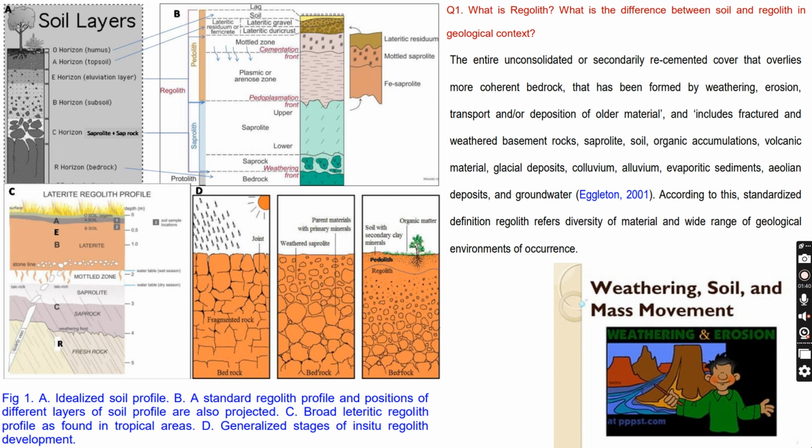So it includes fractured and weathered basement rocks, saprolite, soil, saprolithic rock, those things I'll discuss. Organic accumulation, volcanic material, glacial deposits, colluvium, alluvium, evaporitic sediments, aeolian deposits, groundwater. Everything comes under regolith. It is an umbrella term. According to this standardized definition, regolith refers to a diversity of material in a wide range of geological environments. But soil and regolith of course are related terms, but they have distinct meanings and differences.